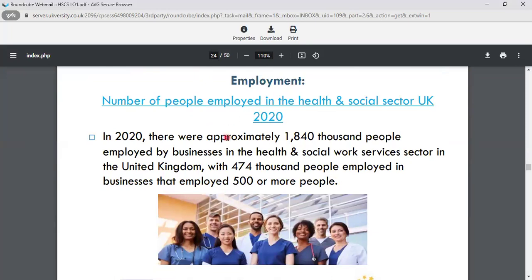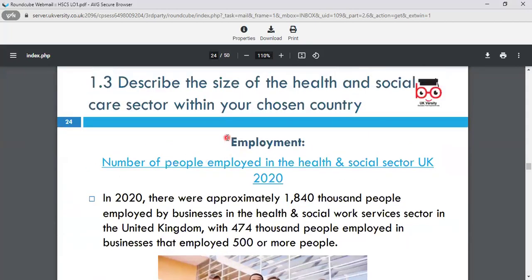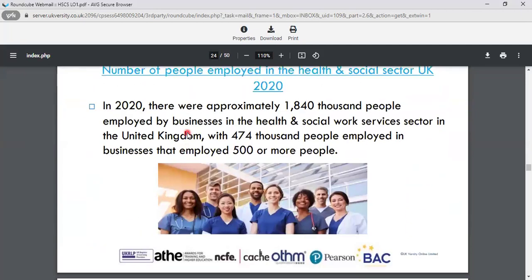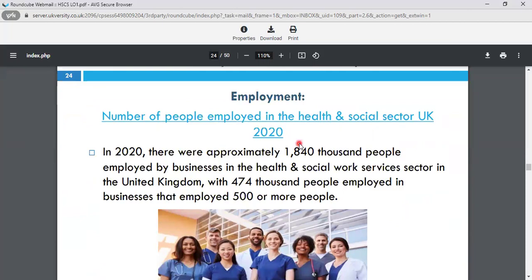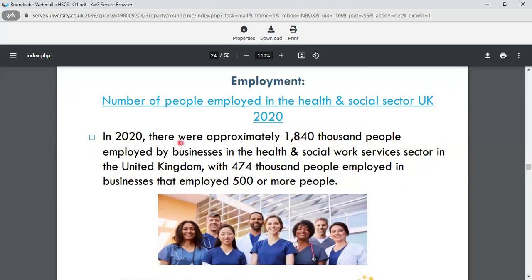And then if we talk about the size of the health and social care sector, we've talked about expenditure, now we talk about employment. So it's the number of people employed in the health and social care sector in 2020.